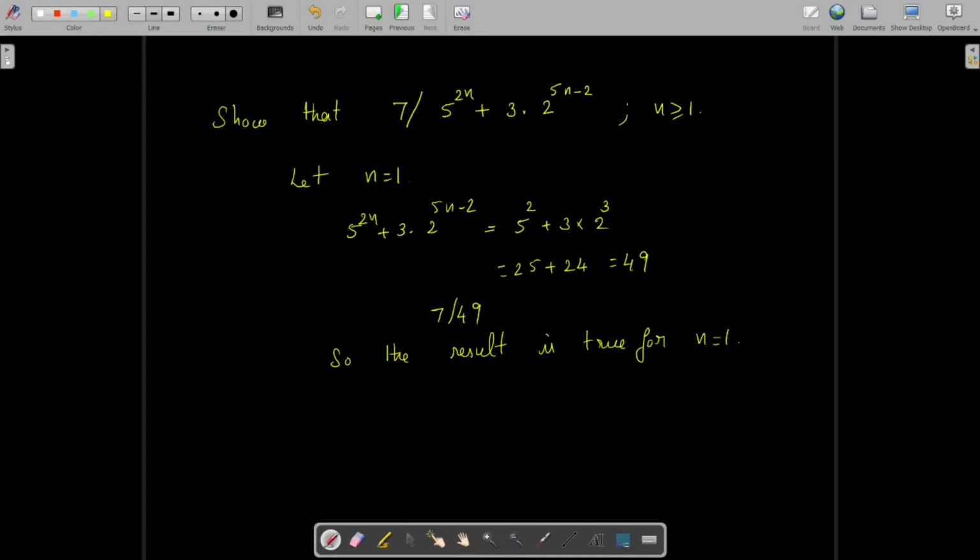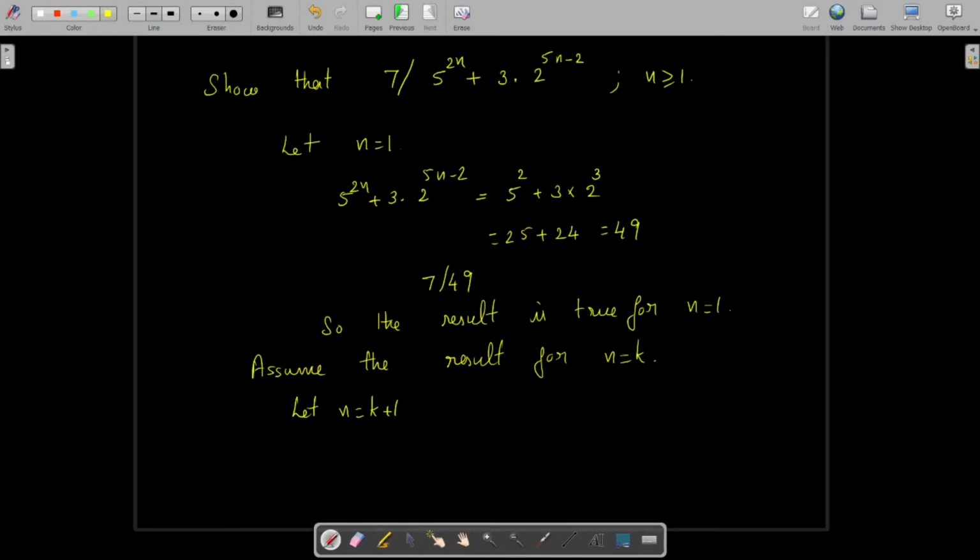Now to use the induction hypothesis, we assume that the result is true for n equal to k, and we will prove the case for n equal to k plus 1. Here our assumption is actually 7 divides 5 raised to 2k plus 3 into 2 raised to 5k minus 2. Now let n equal to k plus 1. We have to prove the case for n equal to k plus 1.